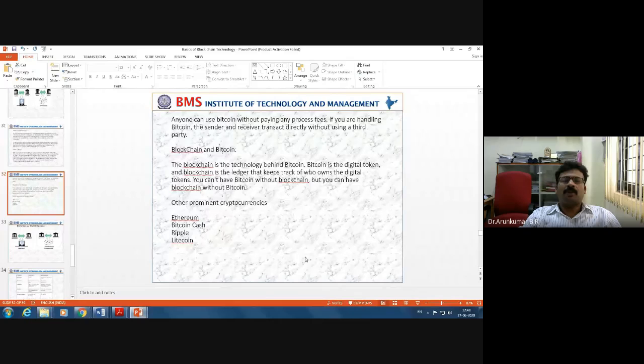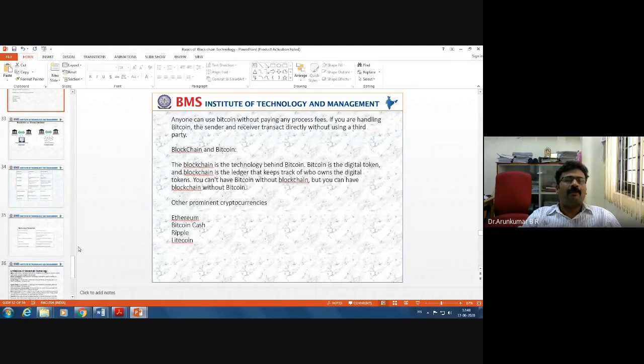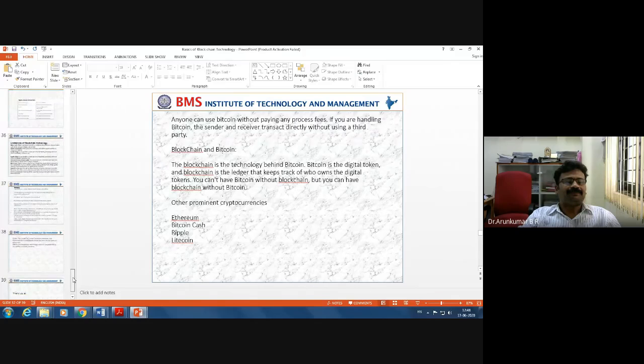Other prominent cryptocurrencies are Ethereum, Bitcoin Cash, Ripple, and Litecoin. These are the other cryptocurrencies apart from Bitcoin. Okay, so please remember them: Ethereum, Bitcoin Cash, Ripple, and Litecoin. These are the other cryptocurrencies.